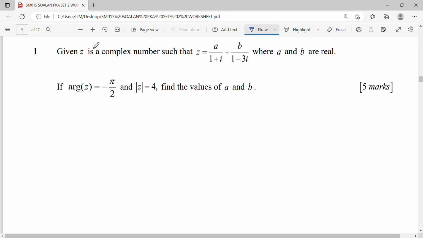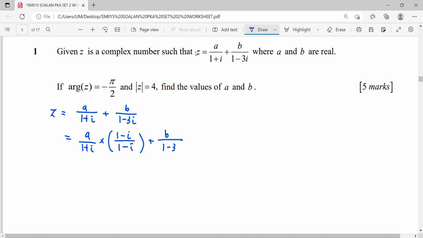So for this question, they give you a complex number where z is a over 1 plus i, b over 1 minus 3i. So when you have division of complex numbers, we will simplify it by multiplying with its conjugate. So this is how we do our division on complex numbers, multiply with its conjugate. So solve this conjugate so that we can simplify this z into a standard form.